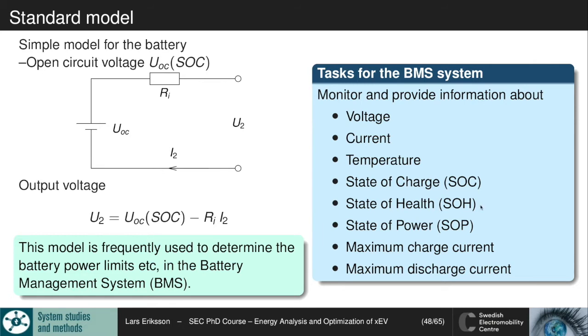And it's the BMS manufacturer or BMS programmer that determines how the state of health is defined. But when the battery ages, you saw that the capacity decreased, and at the same time the inner resistance can also increase. So we need to keep track of the state of power. That is, how much power can the battery deliver and how much power can it take up if we are doing regenerative braking. And we also have the maximum charge current and maximum discharge current that are monitored by the battery management system.